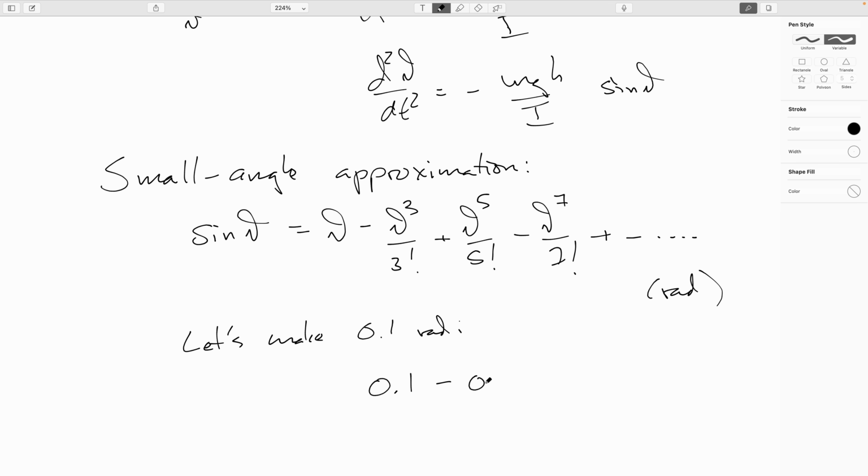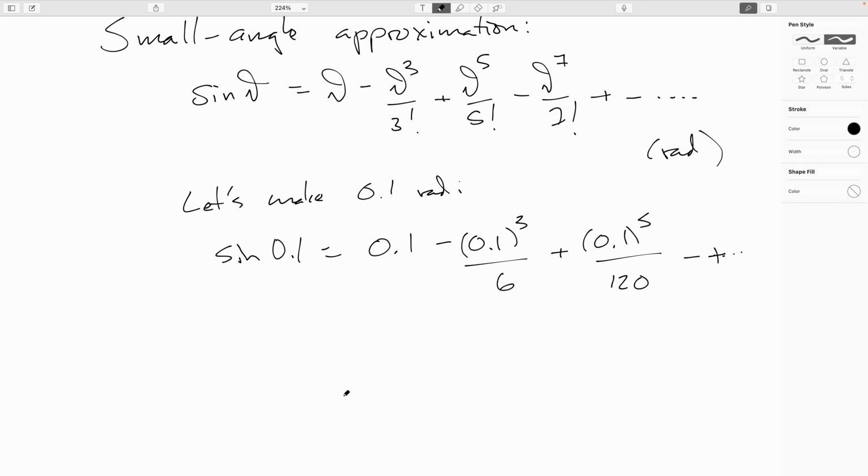And then this is going to be minus 0.1 cubed over 3 factorial, which is 6. And this is going to be plus 0.1 to the 5th over 5 factorial, which is 120. And I'm actually not going to bother with the rest of this, and that's because this is 0.1. This is going to be minus 0.001 over 6. It's going to be plus 0.00001 over 120, etc. This is absurdly small.